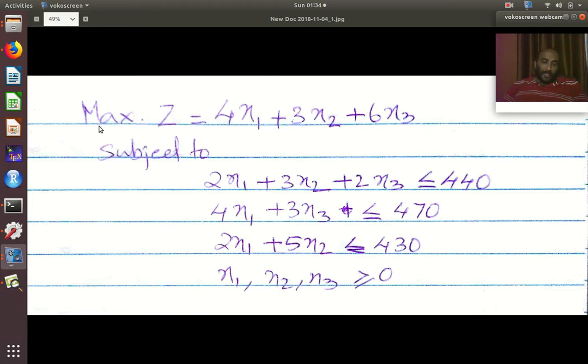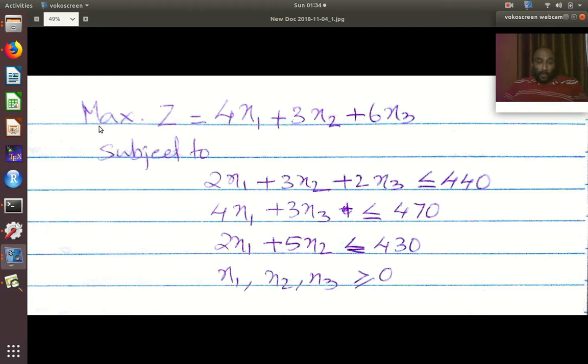Hi, this is a problem which is to maximize some function z equal to 4x1 plus 3x2 plus 6x3 subject to the constraints 2x1 plus 3x2 plus 2x3 less than or equal to 440, 4x1 plus 3x3 less than or equal to 470, 2x1 plus 5x2 less than or equal to 430, and x1, x2 and x3 are greater than or equal to 0.